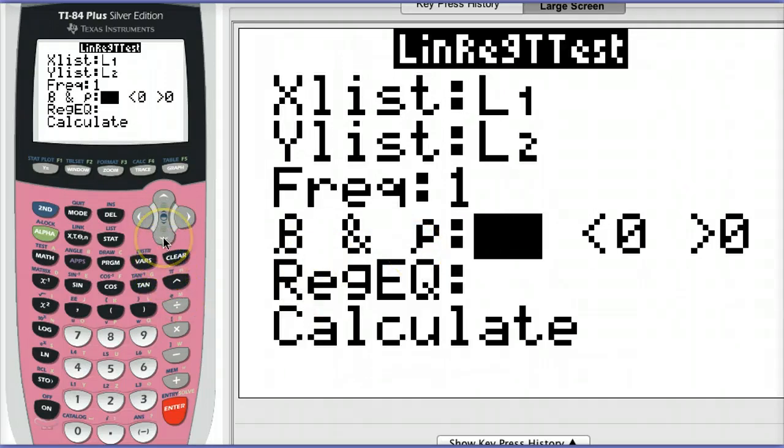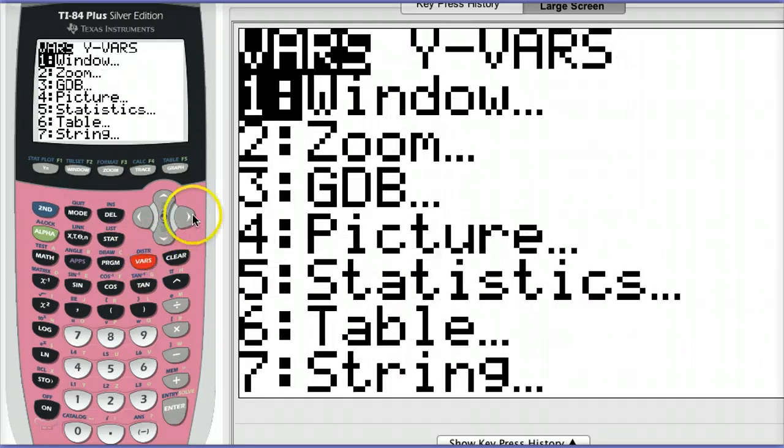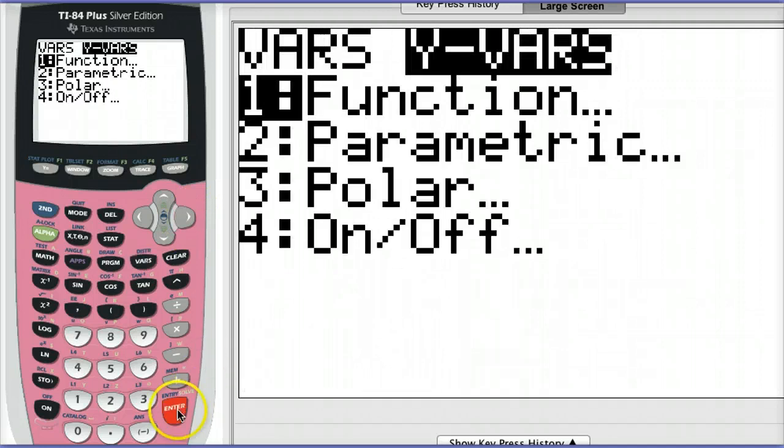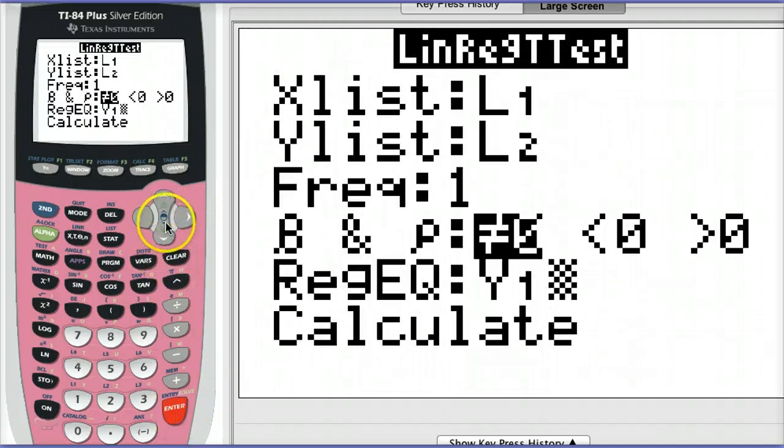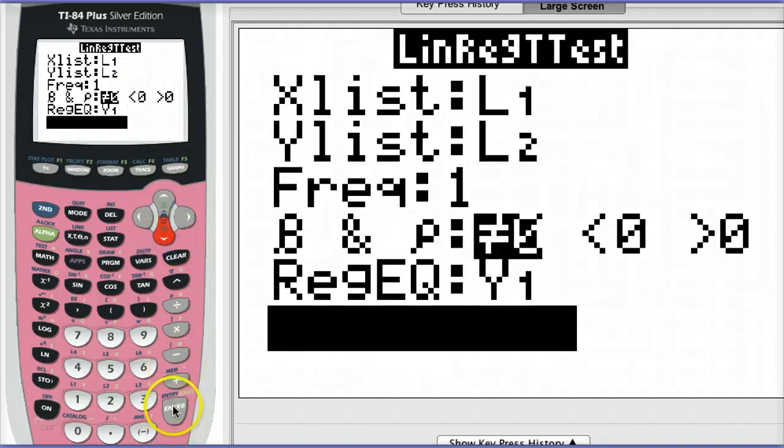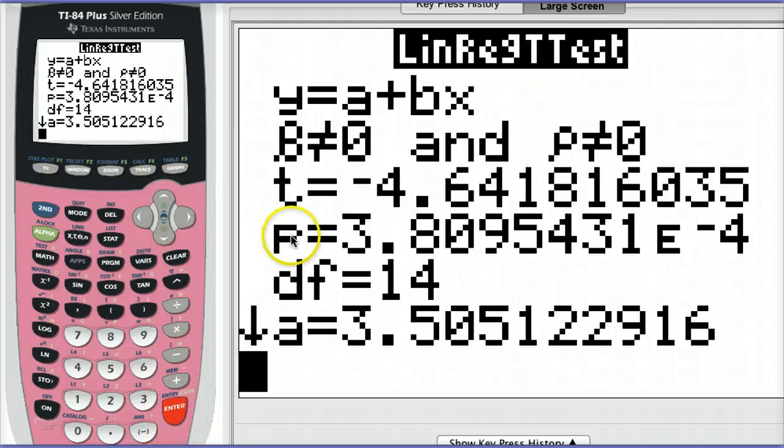I will store my equation in y1 if I wanted to, just remembering how to do that. We go to Vars, Y-Vars, and choose function Y1, and I will come down here to Calculate. So we can see our test statistic value is -4.64, and our p-value is very small, so it seems like there is a linear relationship between the two variables.